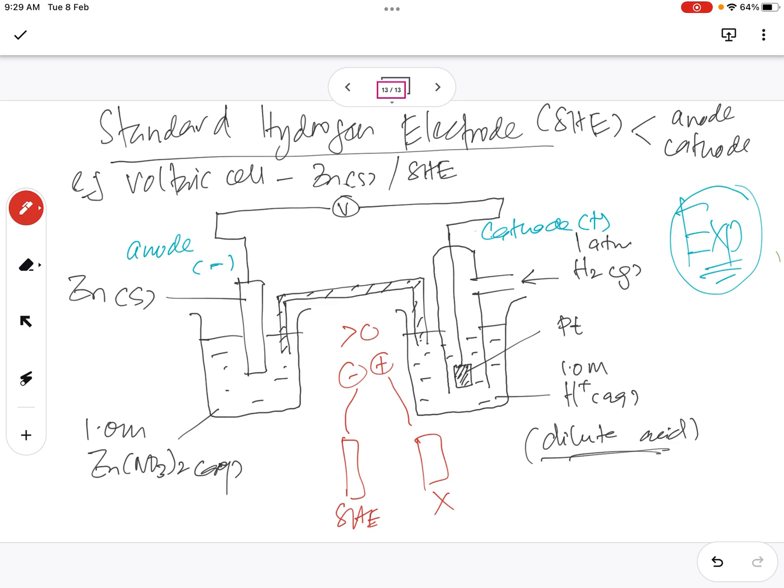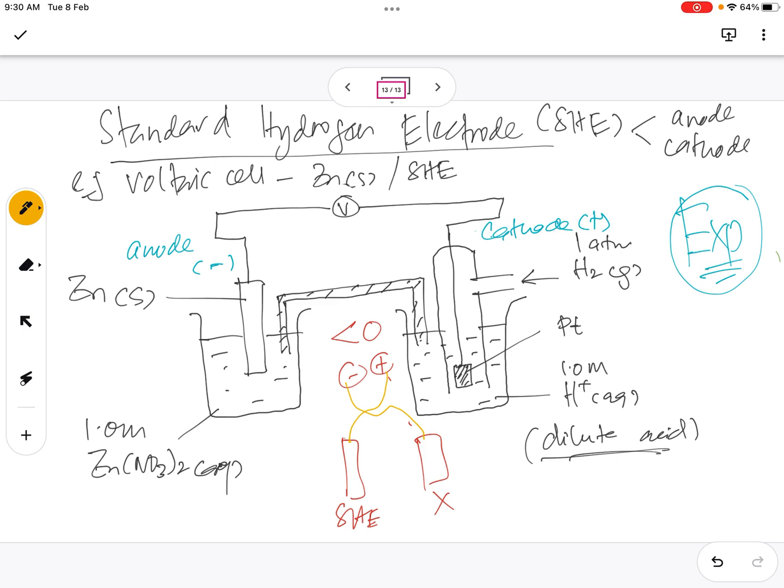Dah faham ke maksud saya? SHE kan? Faham. Kalau tiba-tiba sentuh dapat bawah daripada kosong, apa kita kena buat? Jangan tukar radas. Switch terminal. Yes, very good. So saya akan switch the terminal. Jangan buang radas, tukar je terminal. Ini bawa ke positif, ini bawa ke negatif.